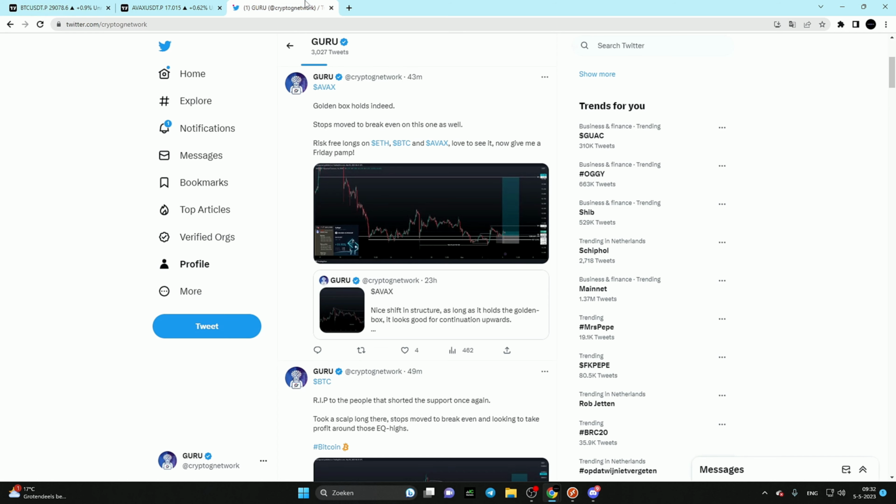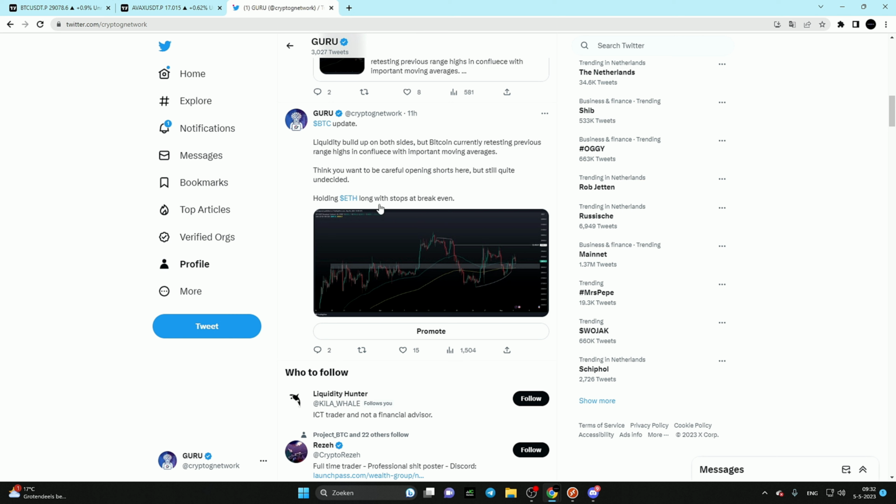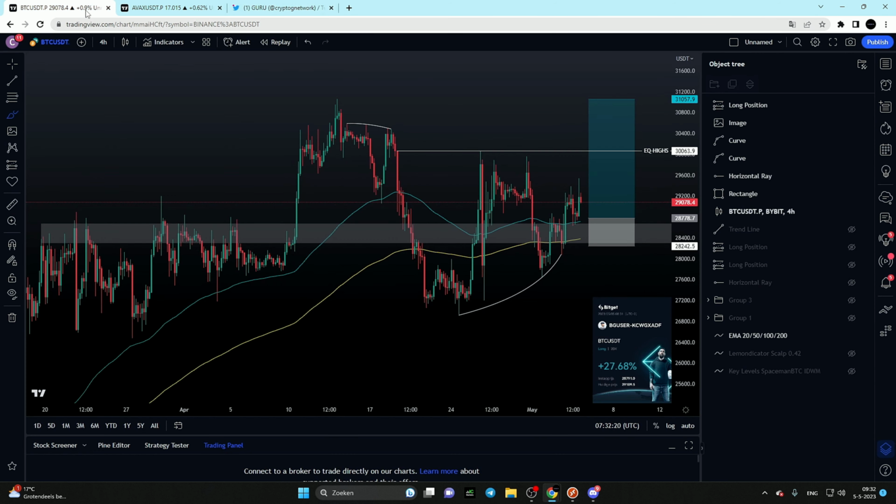If I quickly remove my screen and go to my profile, we can see yesterday before I went to sleep, in my Bitcoin update, I told you guys that I would be very careful opening shorts here, but was still quite undecided. I told you that we were testing support, and always when we test support, I prefer to look for longs over shorts, which is why I took a small scalp long position. I didn't share it, it was a very small position, but it is playing out quite nicely, as you can see. Proof over here, a nice little position, and I hope that today we can potentially squeeze higher.